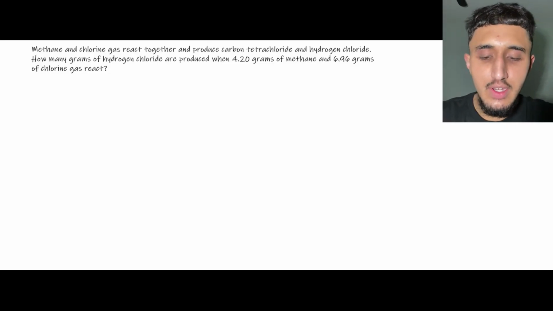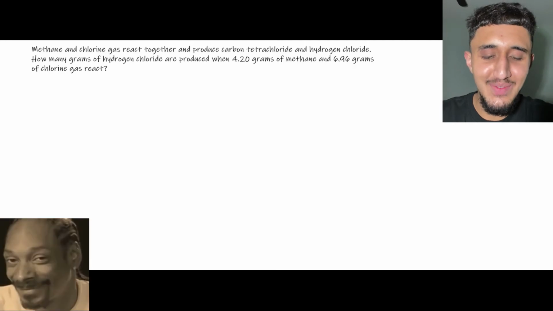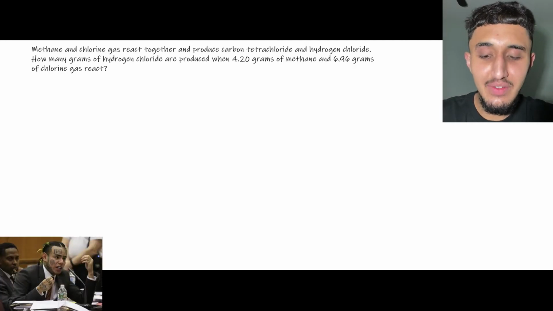Methane and chlorine gas react together and produce carbon tetrachloride and hydrogen chloride. How many grams of hydrogen chloride are produced when 4.20 grams of methane and 6.96 grams of chlorine gas react?